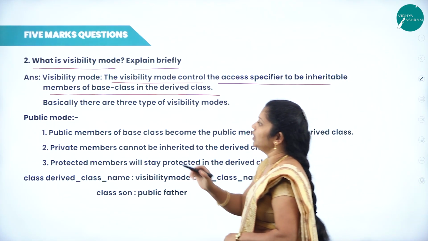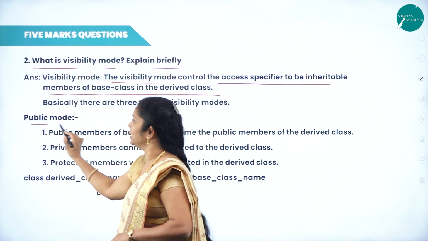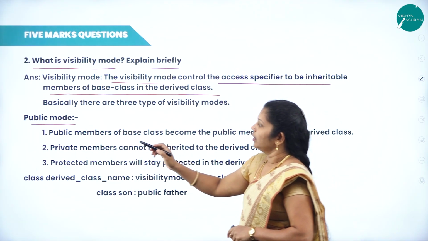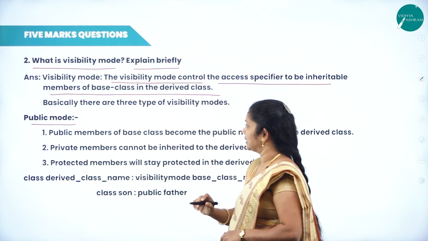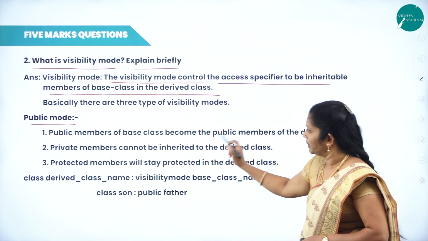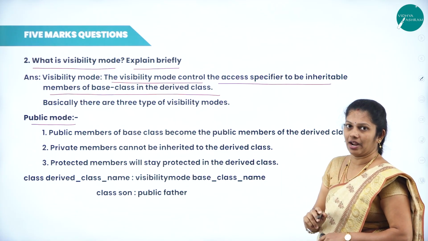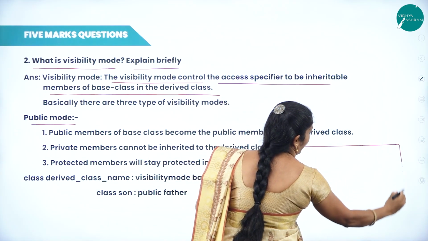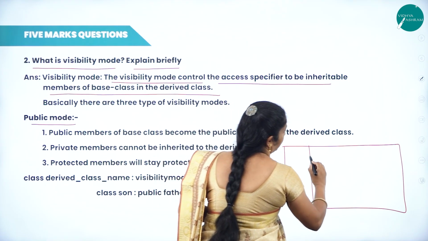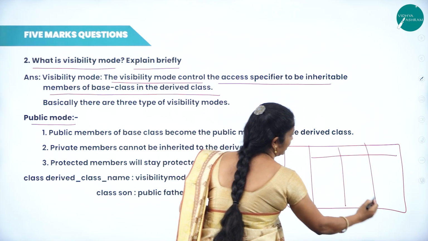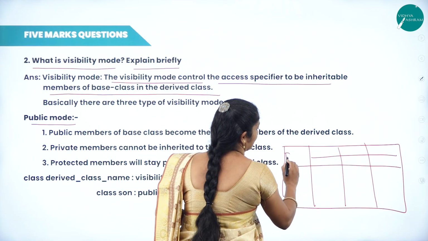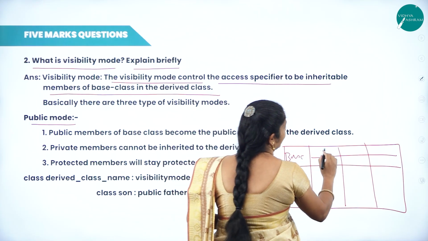The first visibility mode is public. In public mode, public members of the base class become public members of the derived class. I am going to explain this with one diagram. Consider we have one table, with the base class here and the derived class here.